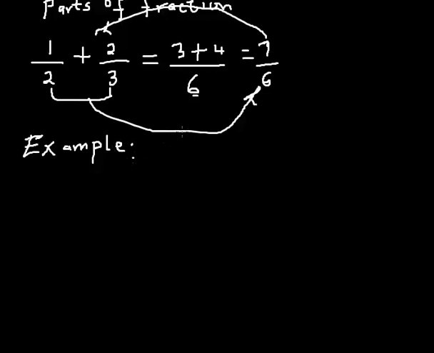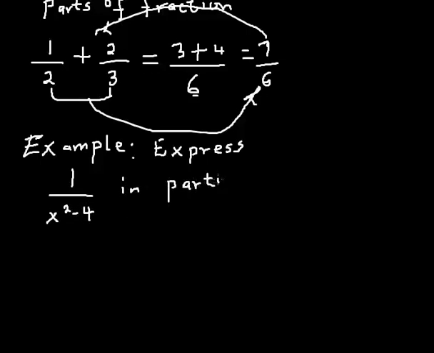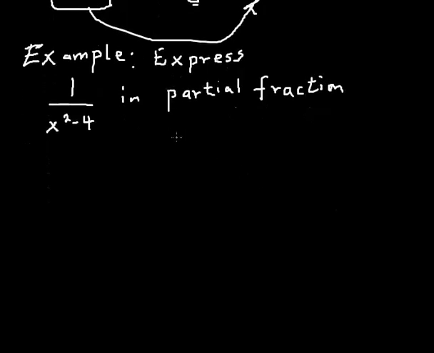Example. Now let's look at a fraction. Express 1 all over x squared minus 4 in partial fraction. All right, so how do we do this? Okay, so solution. Let's see how we work on it.